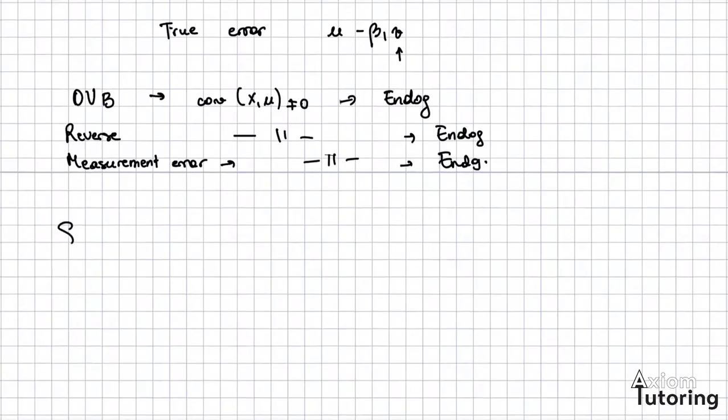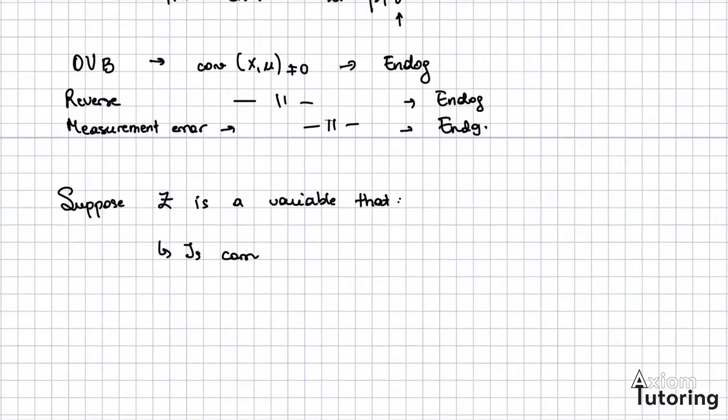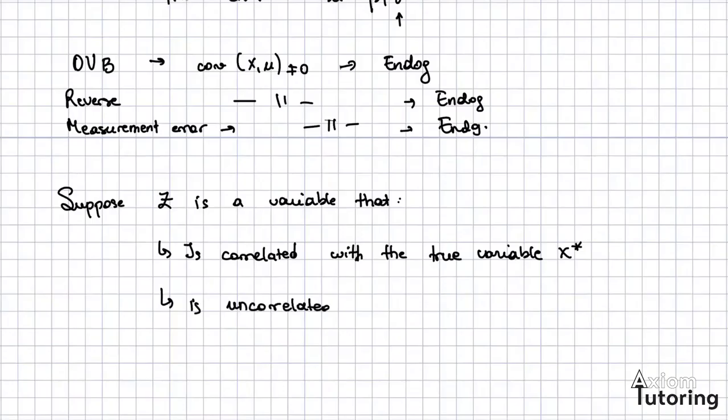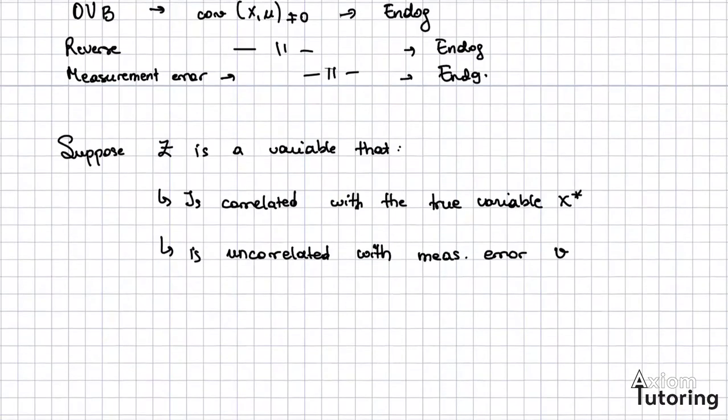So suppose that Z is a variable that is correlated with the true variable X star, okay, is uncorrelated with measurement error V and is uncorrelated with the structural error U.